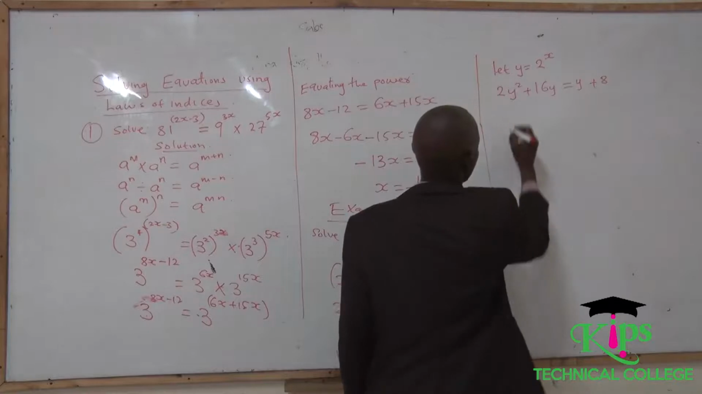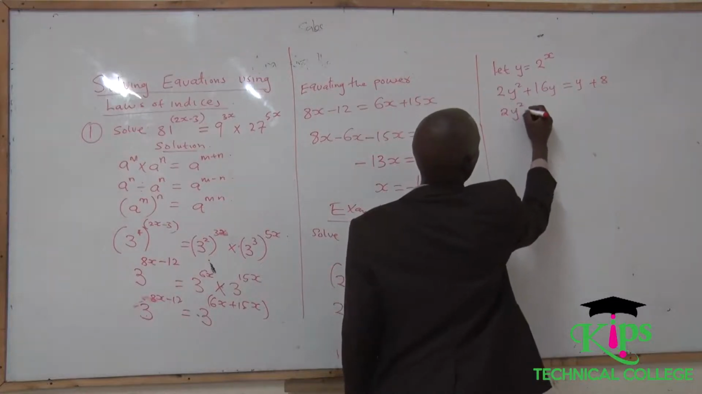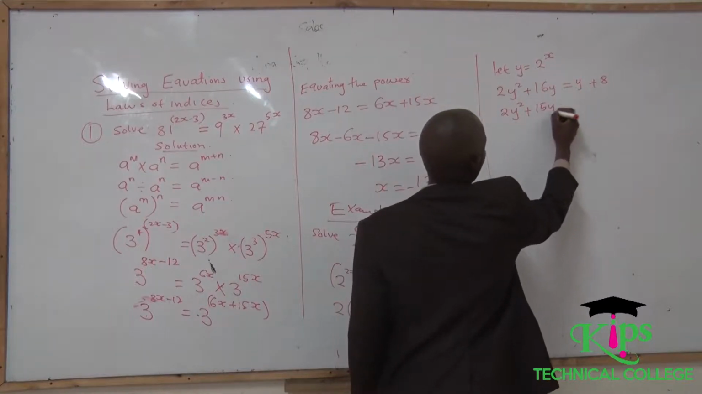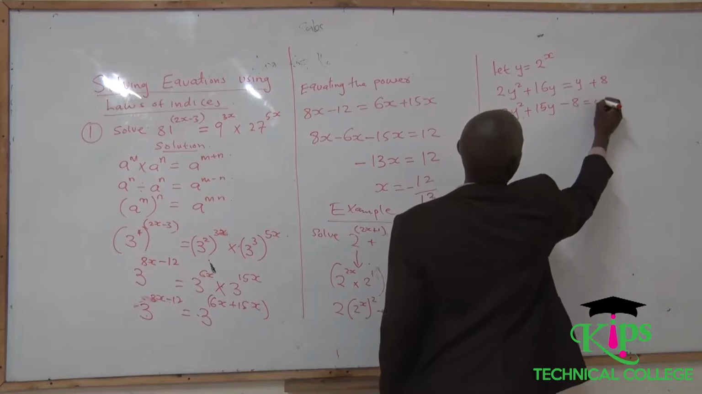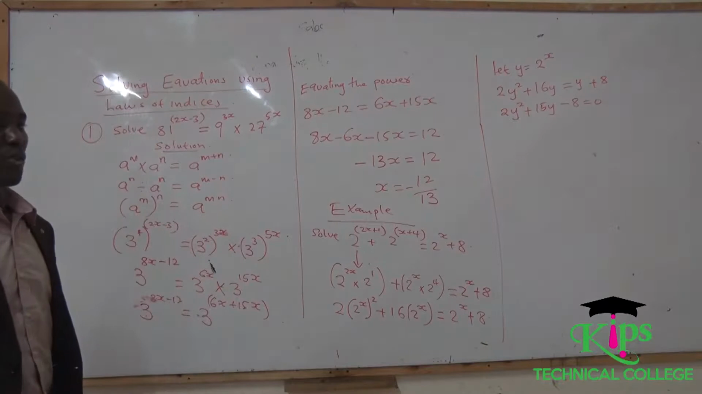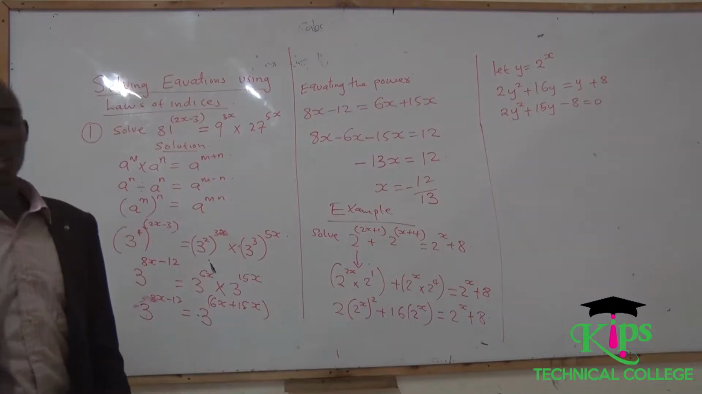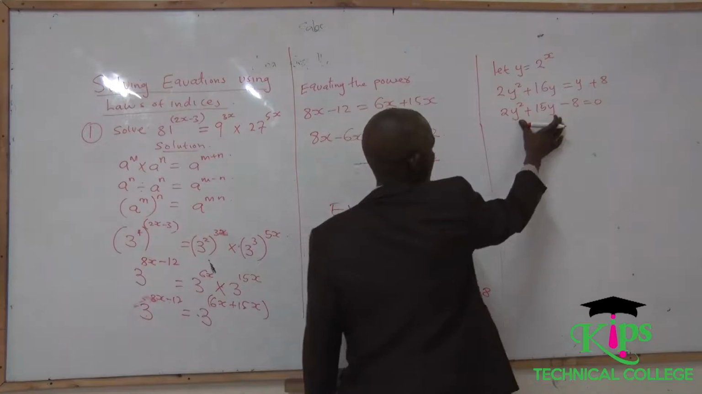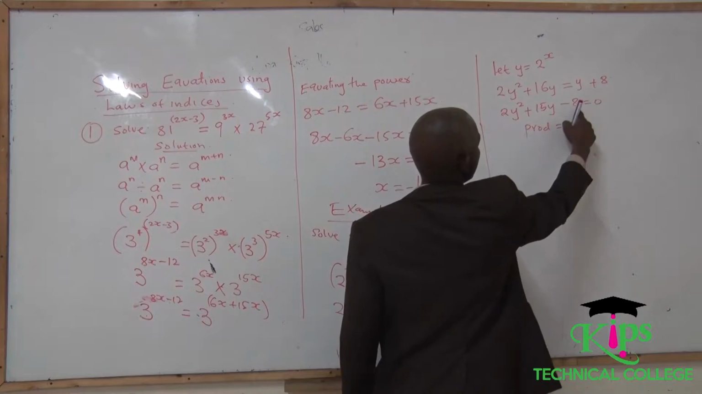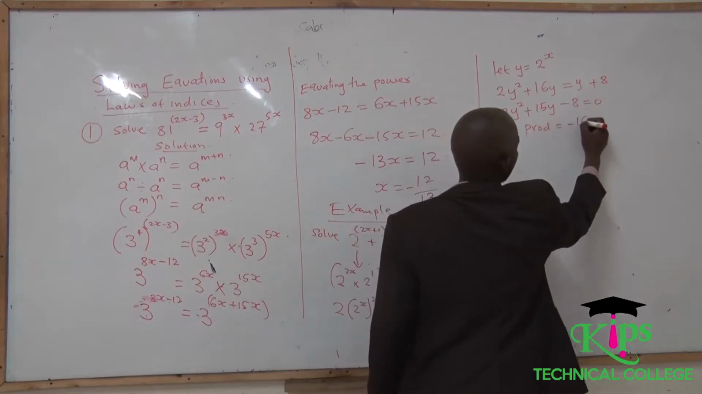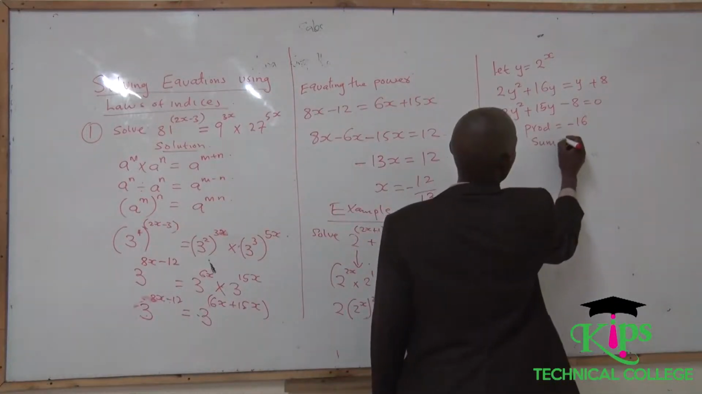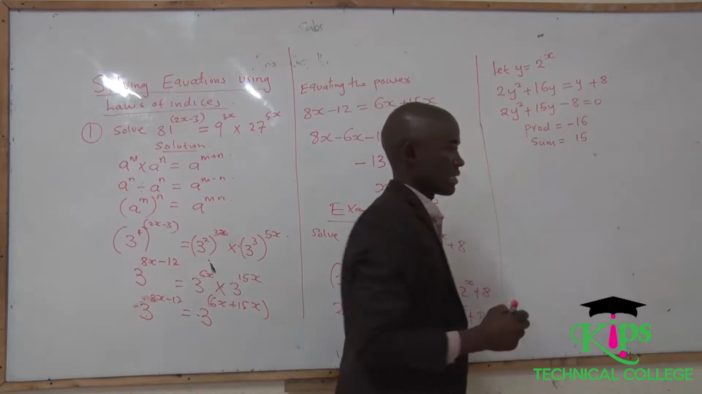If you bring like terms together, you will get 2y squared plus, if you bring this one to the other side, it will be 15y minus 8 is equal to 0. You have generated a quadratic equation that you need to solve. I want to use the product sum method. From this equation, the product is 2 times minus 8, you will get minus 16. The sum is equal to 15.